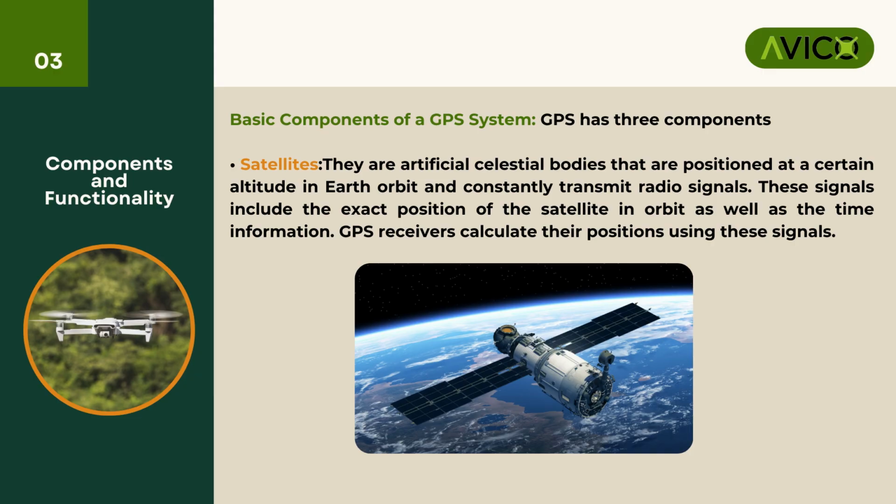GPS has three components. Satellites. They are artificial celestial bodies that are positioned at a certain altitude in Earth orbit and constantly transmit radio signals. These signals include the exact position of the satellite in orbit, as well as the time information. GPS receivers calculate their positions using these signals.